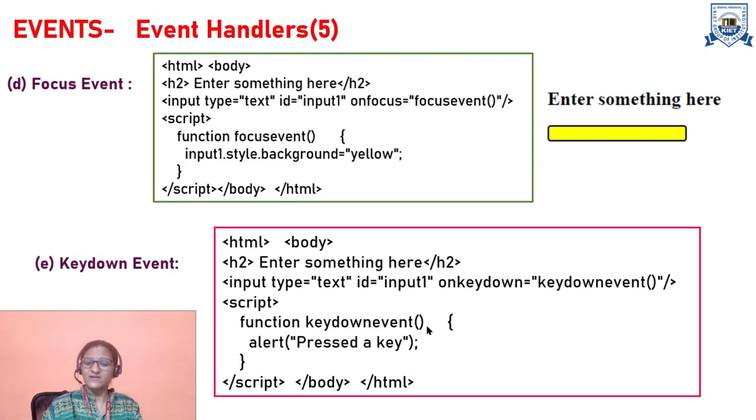So on the key down event, there will be an alert window which will display a message, pressed a key. First of all, it will show an alert window, and after that it will show what key we have pressed in that text box. Okay, so this is on key down.